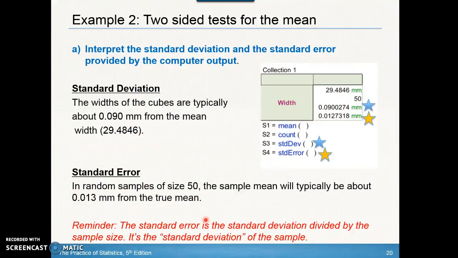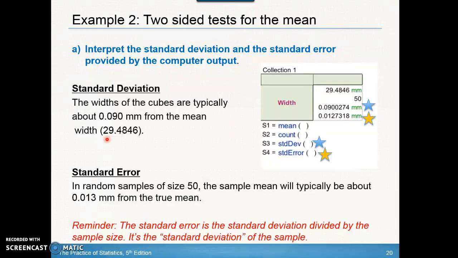Okay, so what's the difference basically between the standard deviation and the standard error? Remember that the standard error is the standard deviation of the sample, so it's different than the standard deviation. The standard deviation tells us that the widths of the cubes are typically about 0.090 millimeters from the mean width of 29.4846. So that's looking at a normal curve with a population distribution. It's not a sampling distribution.